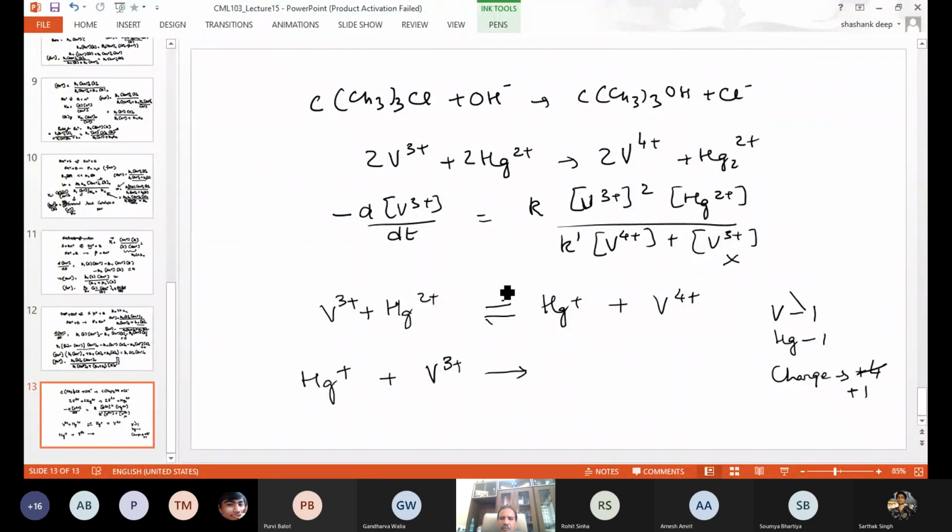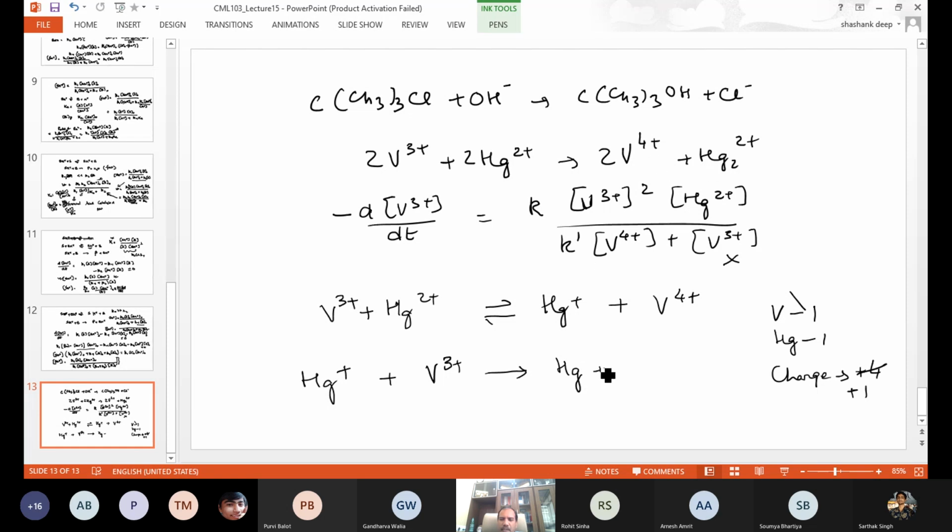Yeah, this should come from here, and then there should be charge and mass balance. And here, what will we get? Hg2+. Yeah, ये कैसे होगा? बनना क्या चाहिए यहाँ? V4+.